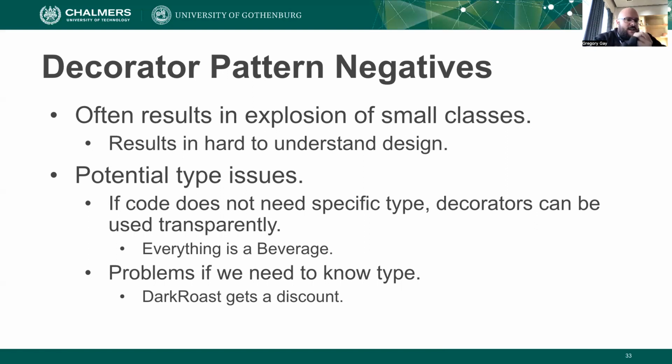Now, also, we can have some potential type issues here. If code doesn't need to know the specific type, decorators can be used transparently. Everything is a beverage. But if we need to know, for instance, specifically about a dark roast, like let's say a dark roast gets a discount, well, bad things happen once decorators are applied. It's really hard to figure that out concretely. So be a little careful in applying this.